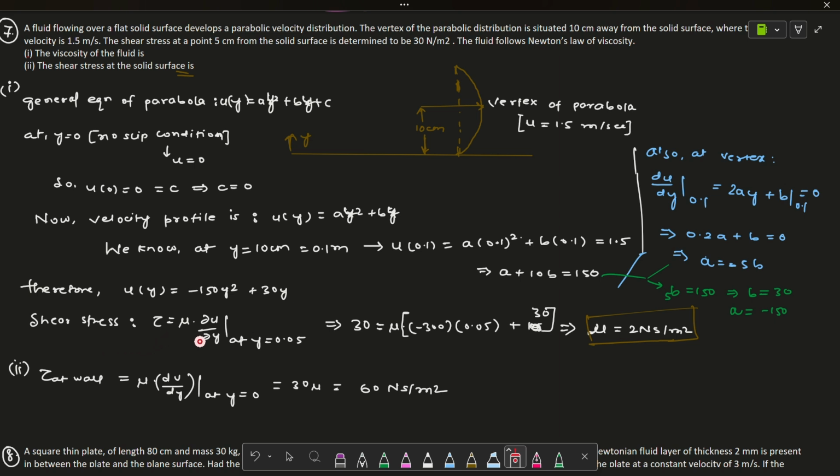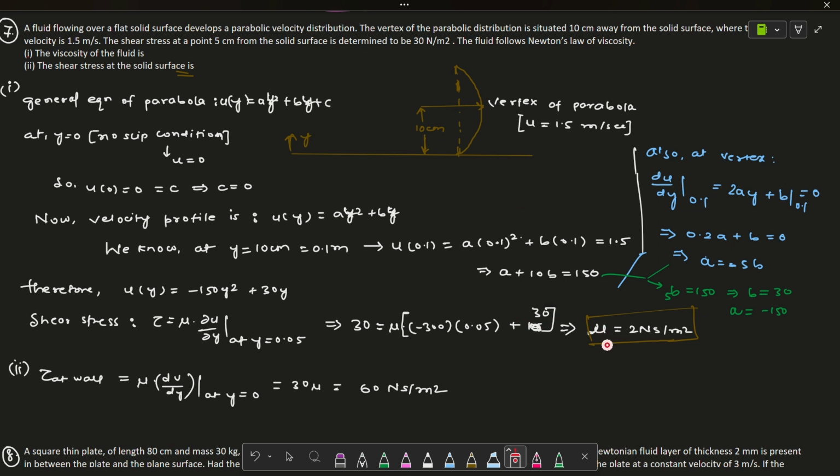So we can use the shear stress formula, tau equal to mu du by dy at y equal to 0.5. Okay, because it was given at 5 centimeters, so we can write it as 0.05 meter. So now the value is given 30, so I put it here 30. Mu is unknown, we have to find it. And du by dy I demonstrated here, what we will get is 2ay plus b, right? And 2a y means you put y equal to 0.05 and b is just a constant, 30.